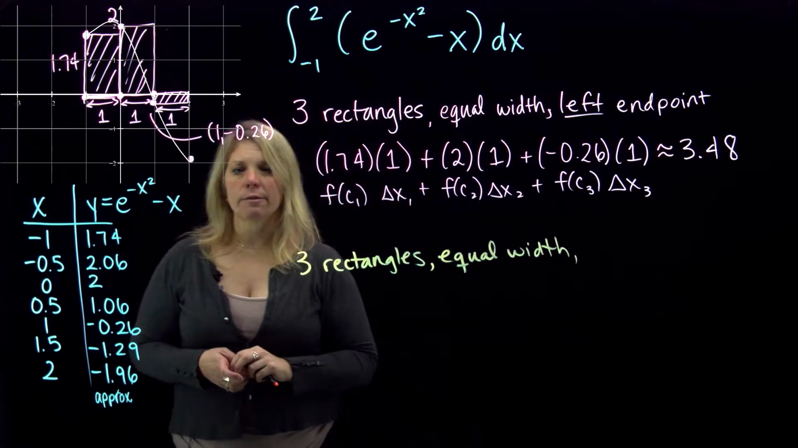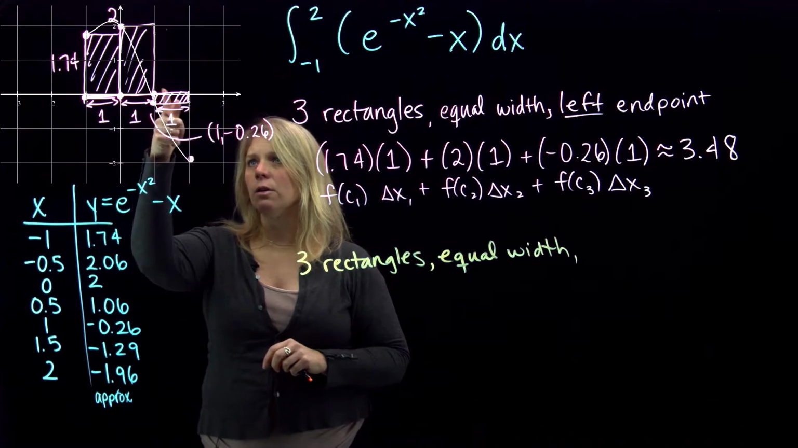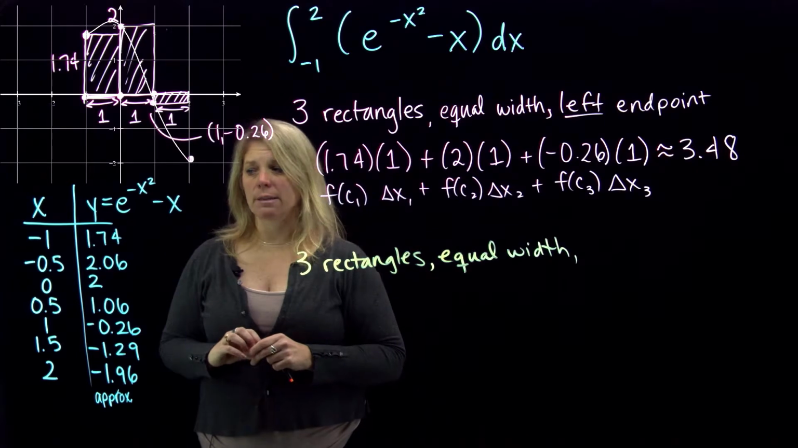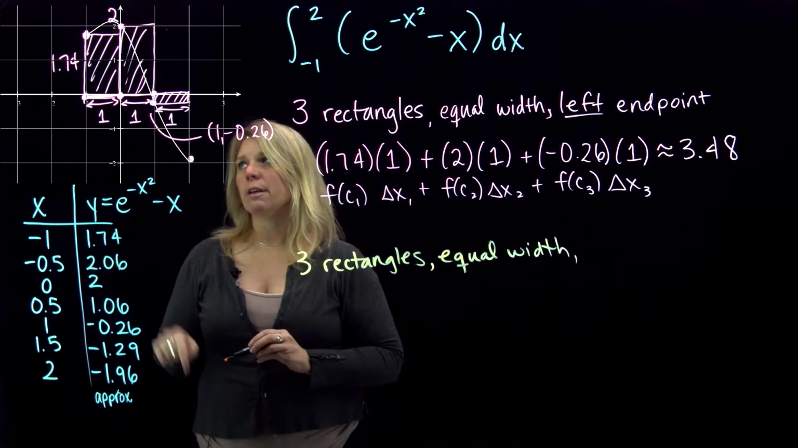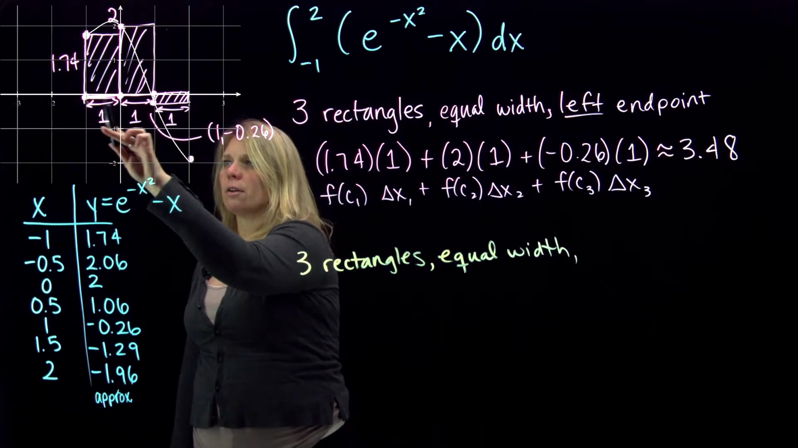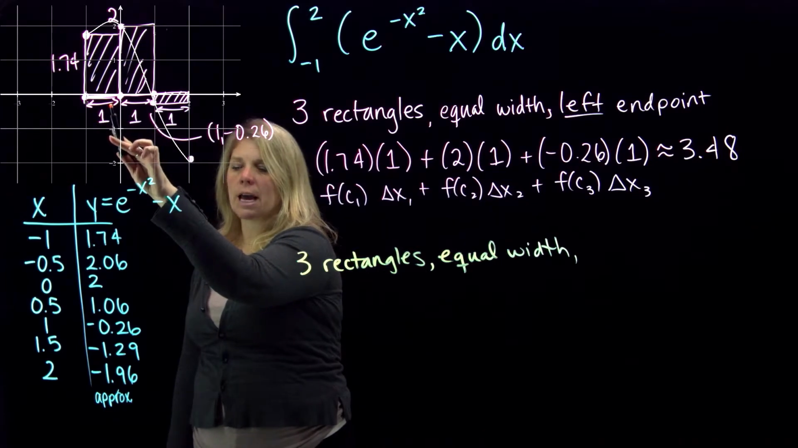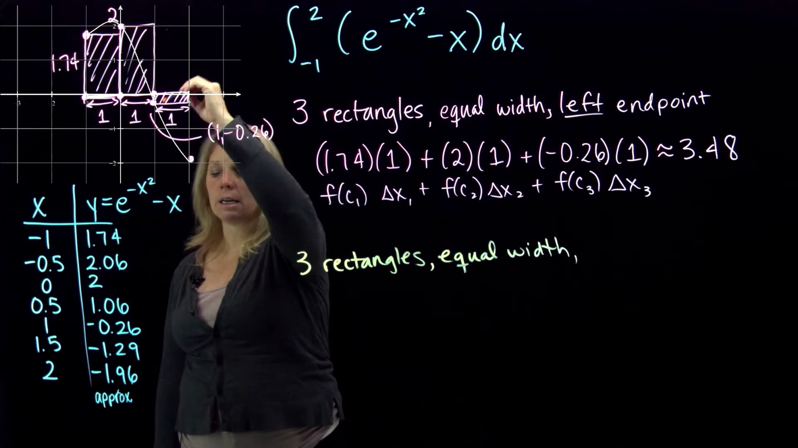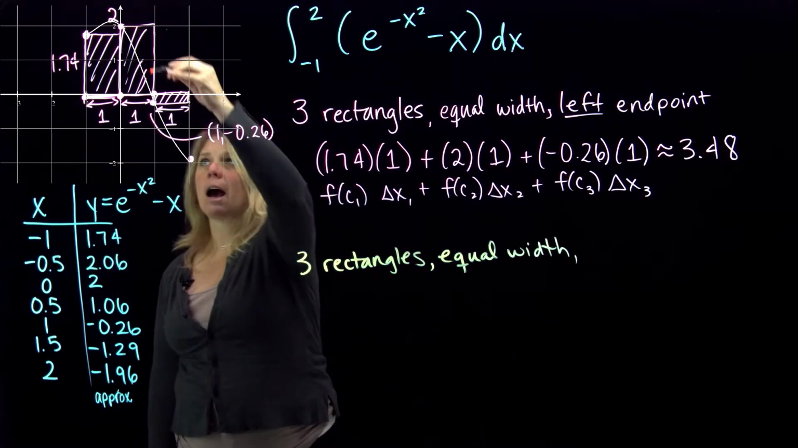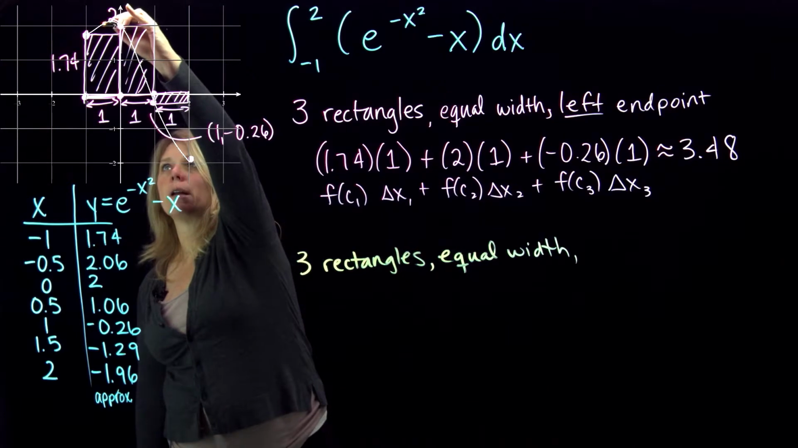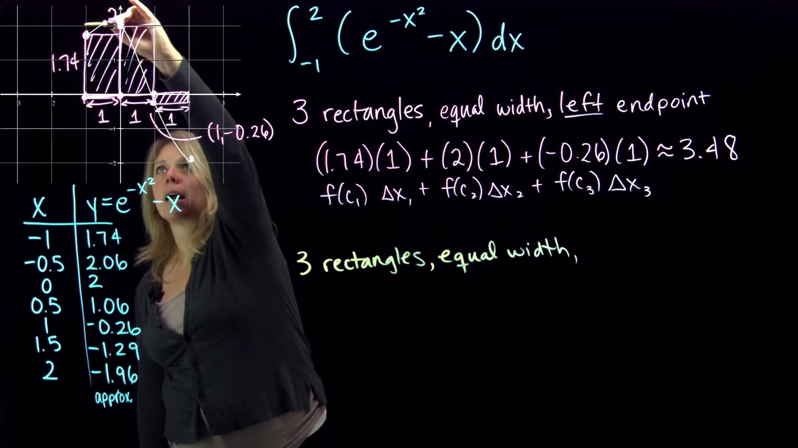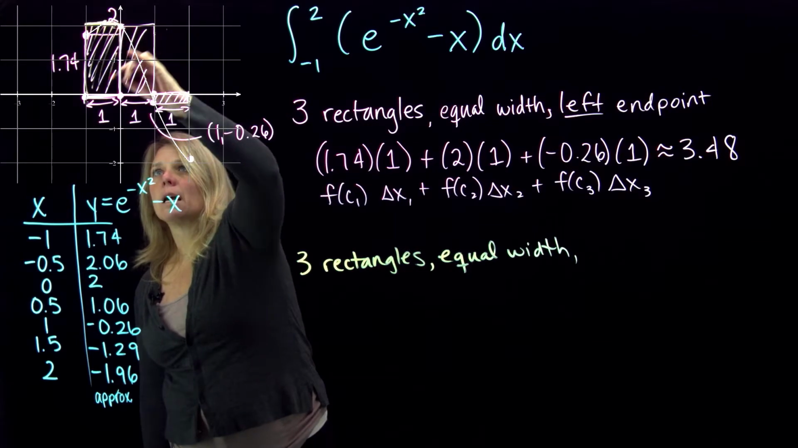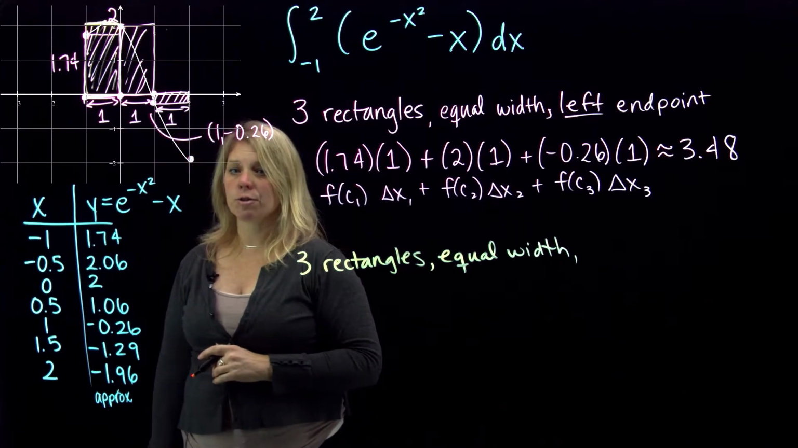And this time, instead of using a left endpoint of each interval or a right endpoint of each interval, I'm actually going to use a midpoint of each interval. So in this first interval that goes from x equals -1 to x equals 0, I'm actually going to use the midpoint, or the point halfway between. At x equals -0.5, y is approximately 2.06. So we're going to get a rectangle that's going to be a little bit better approximation for that true area.